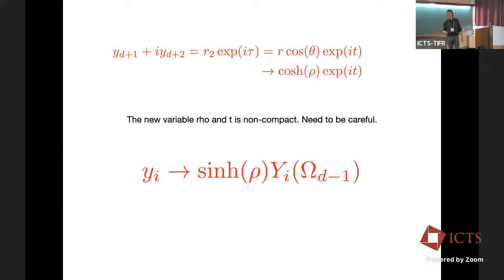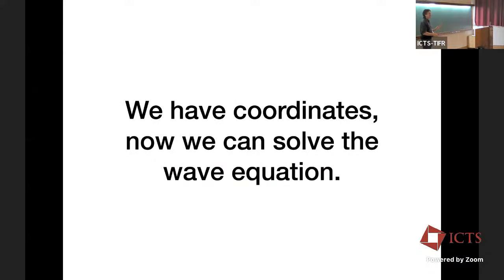So the new variable in rho and t is non-compact, and you need to be careful. Some people make mistakes exactly because they forget about this. And then when you do physics on the hyperboloid, you have closed time-like curves. That's not what we really want. The hyperboloid is a convenient set of coordinates for part of the problem, but they don't cover the full AdS. But it's a nice way to understand how to go from representation theory of the sphere to representation theory in AdS. Okay, so we have coordinates, and now that we have coordinates, you can solve the wave equation.